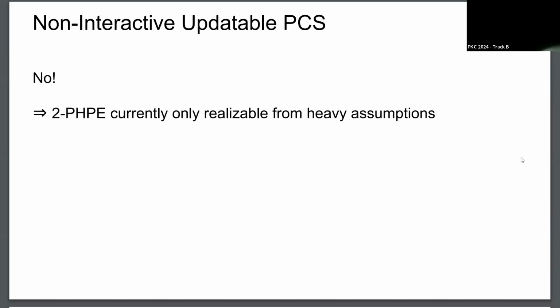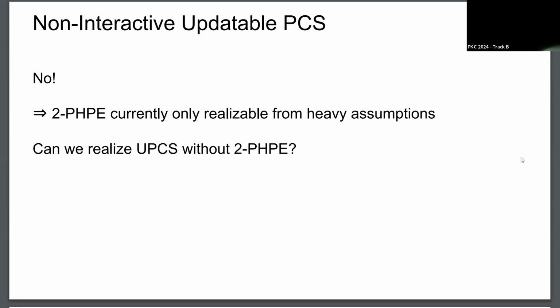Great. So are we done now? Unfortunately, the answer is no, because it turns out that even this notion of partially hiding predicate encryption, we only know how to realize from quite heavy assumptions, meaning something like iO. And we would like to have something that is more feasible.